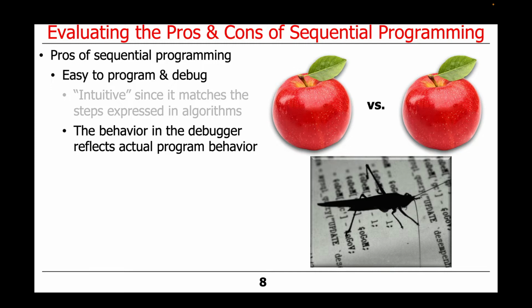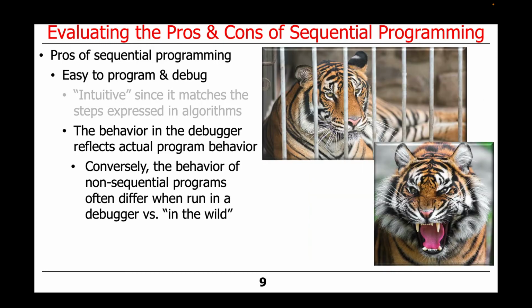Another way in which sequential programming is relatively easy to program and easy to debug is because the behavior of the program in the debugger is quite an accurate reflection of the actual program behavior. You're doing an apples to apples comparison, if you will, between what your program does and how it's performing in the debugger. Unless, of course, you have some kind of weird real-time system, which we're not going to talk about right now. In contrast, the behavior of non-sequential programs, be they concurrent or parallel or whatnot, often differ when they run in the debugger versus when they run in the wild. In other words, without running in the debugger.